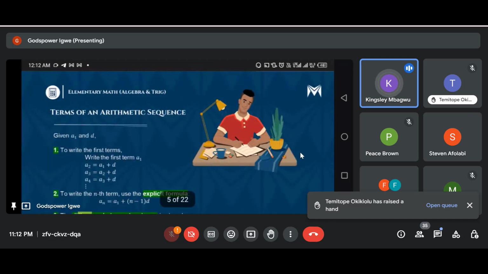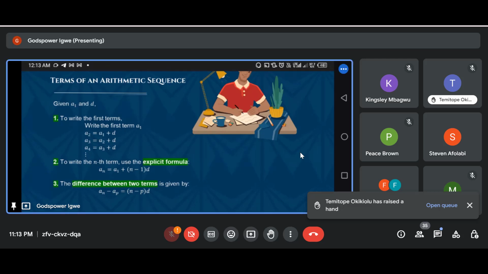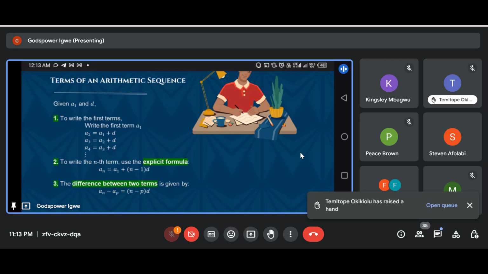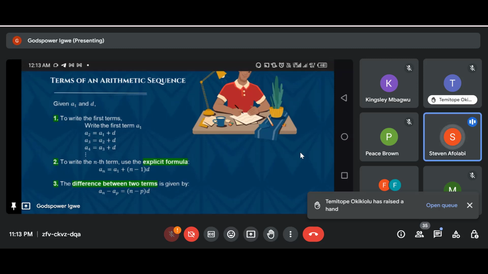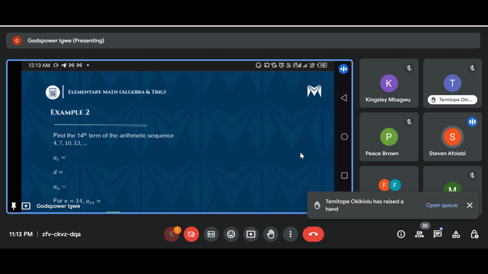Most times you're not given A1 and A2. Sometimes you're given the fifth term and another one, and you use the AP formula to look for it. No, they'll give you one. You can't be given three unknowns.